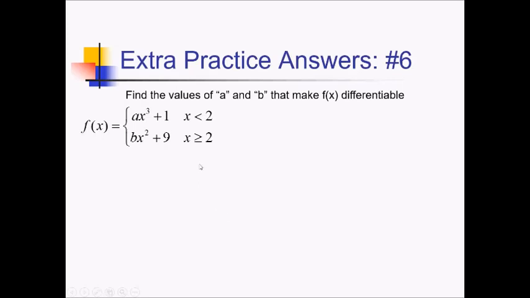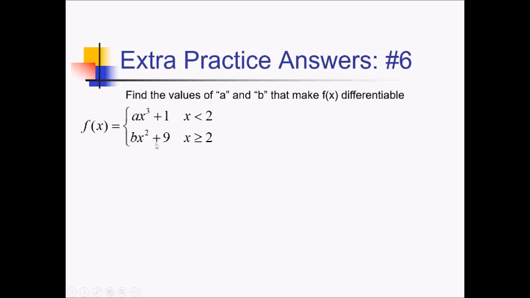For this one, we have this weird piecewise function with an a and a b that they're not telling us what they are. They want us to actually find those, and find an a and b that make this function differentiable. Well, if we take a look at the individual rules, this function is continuous on both of these rules.